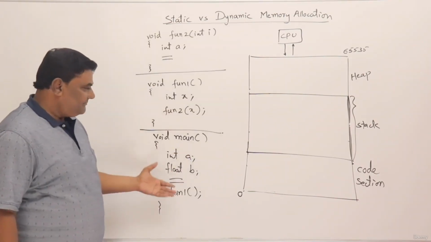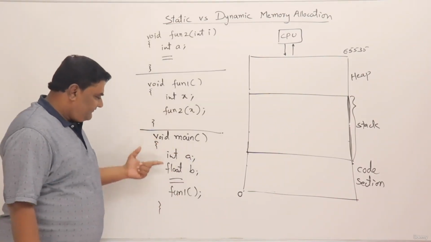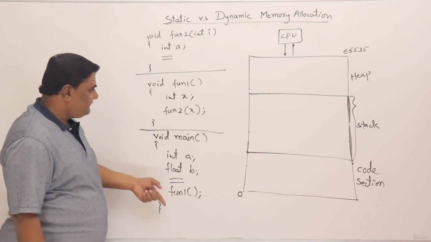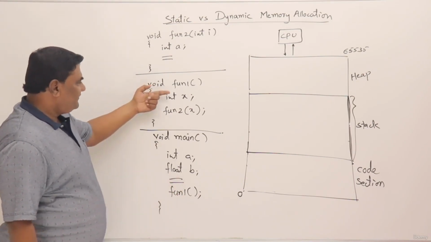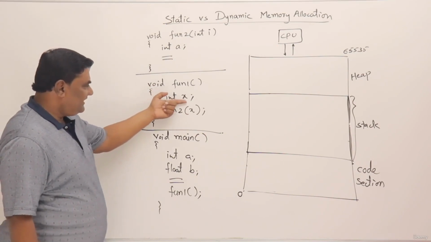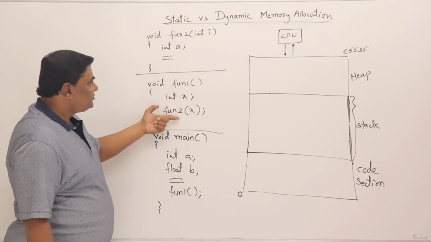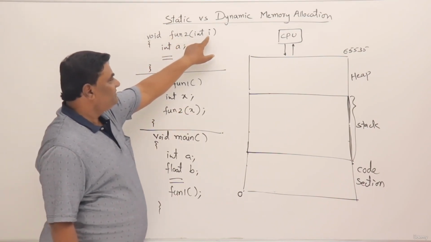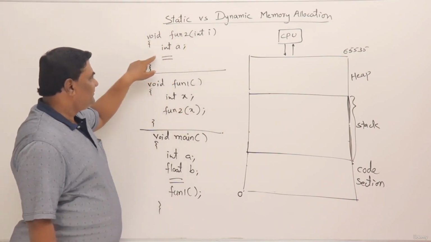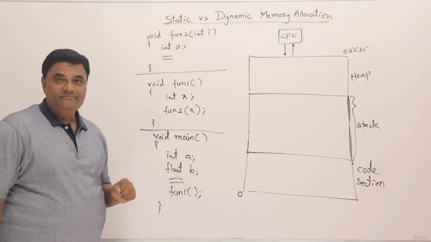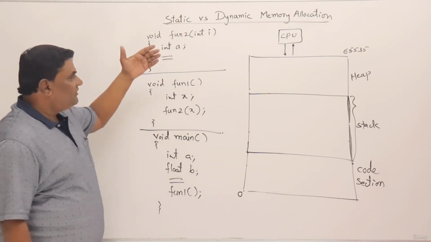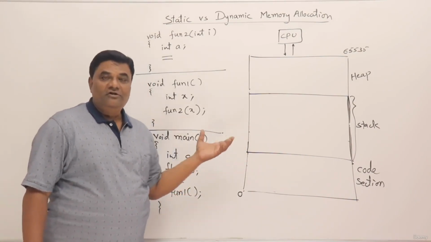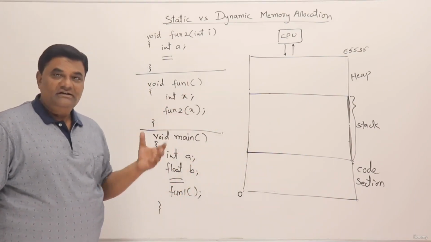Here I have a sample piece of code. This is the main function. Main function is having two variables and then it is calling function fun1, and fun1 has its local variable x. Then it is calling function 2 and passing parameter x. This function 2 is taking a parameter I, and it also has its own variable a. If these function calls are made, how is the memory allocated for all these functions? Let us look at it.